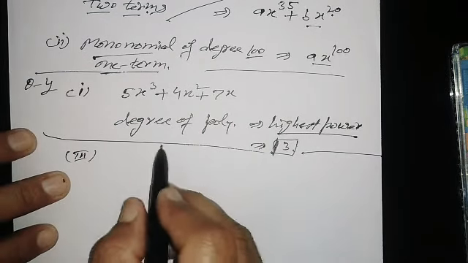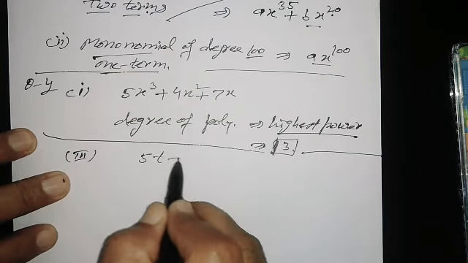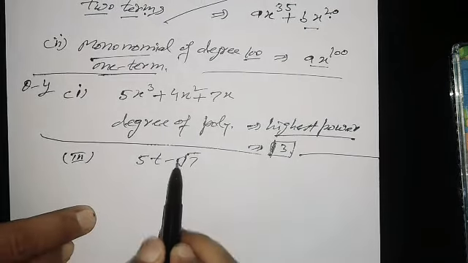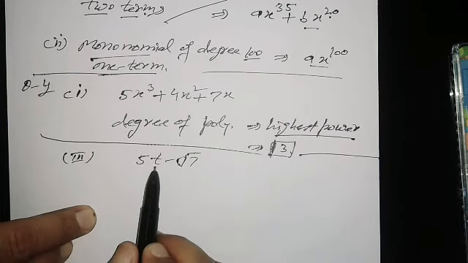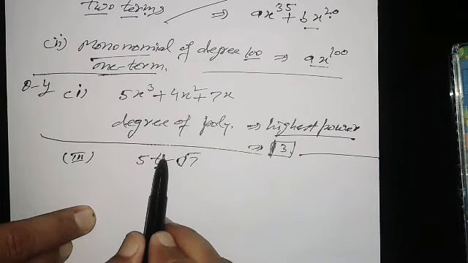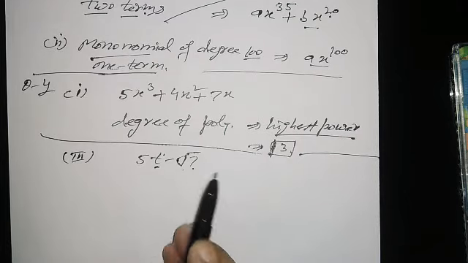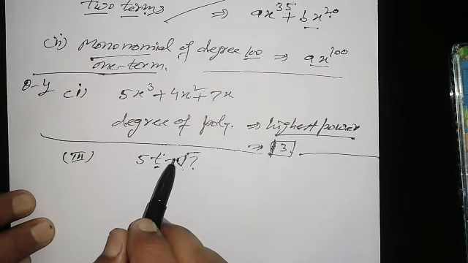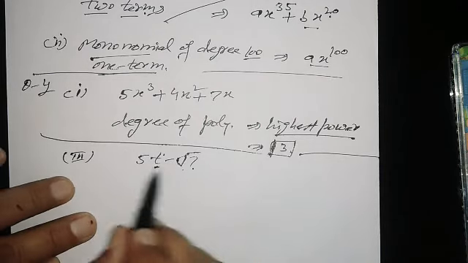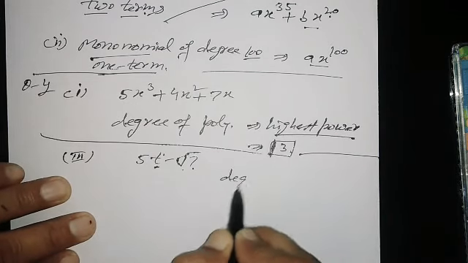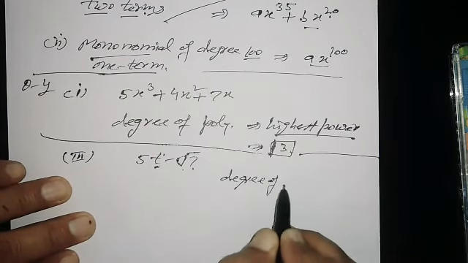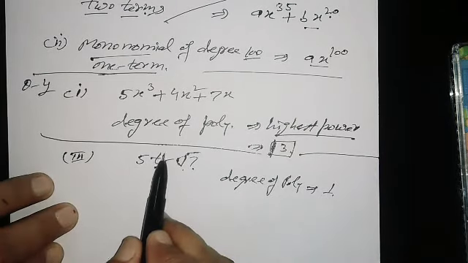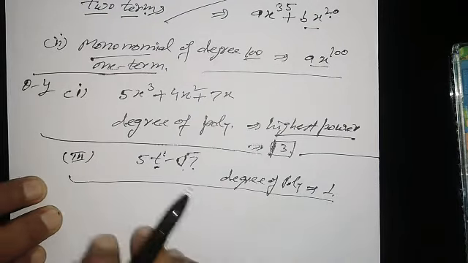The third part of this question is 5t minus root 7. Is this a polynomial? Yes, because we know the power of the exponent must be a whole number. The coefficient may be any number. So root 7, do not get confused by this root 7. Okay, so the degree of this polynomial is just 1. Okay, the highest power of t is 1.